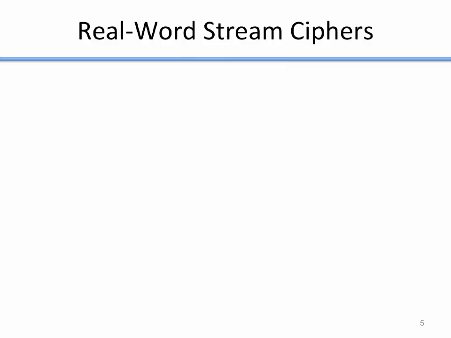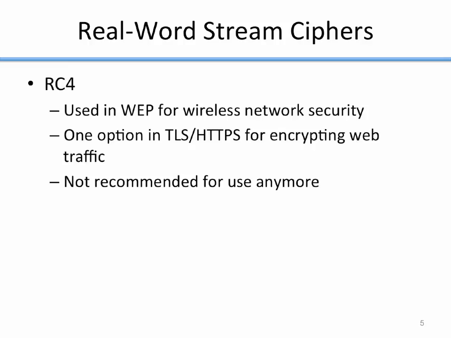Okay, so some real-world stream ciphers. This is the part where I get to say that in practice they may do well, but the most widely used ones have problems. So the first and the most widely used stream cipher is called RC4. Probably the most common way you would have used it is in WEP for wireless network security. So WEP is not used as much anymore, but it's still an option on most home routers. It stands for Wired Equivalent Privacy. And we're going to talk more about WEP later on in the semester. RC4 is also one option to be used for TLS or HTTPS for encrypting web traffic.